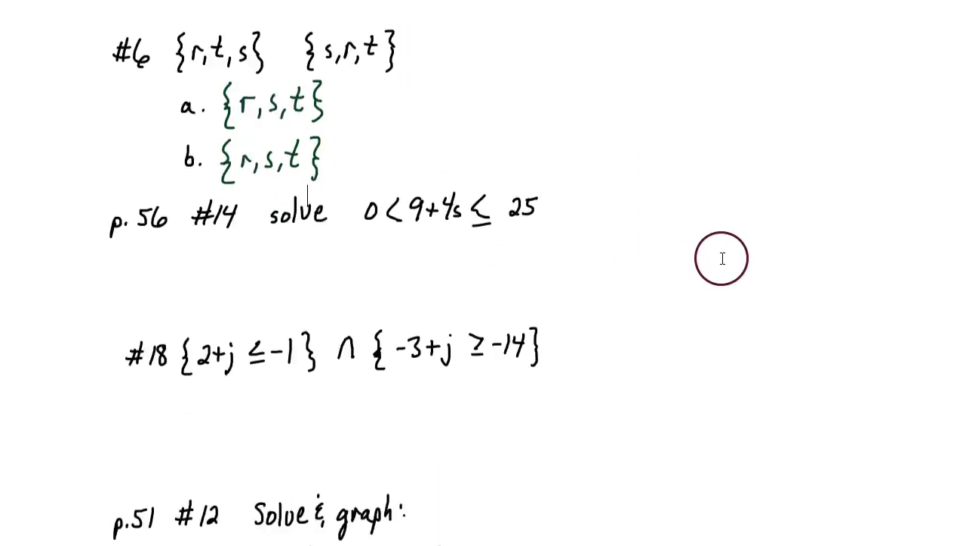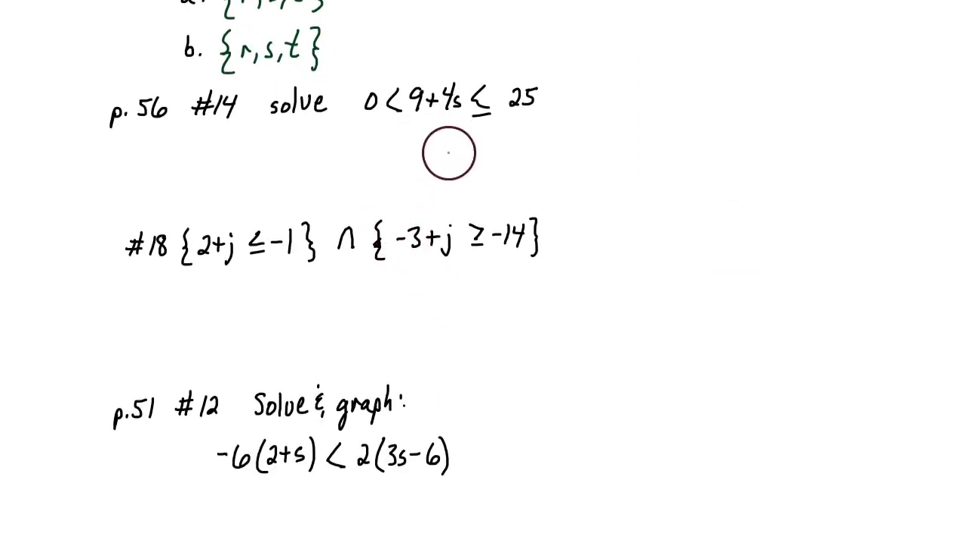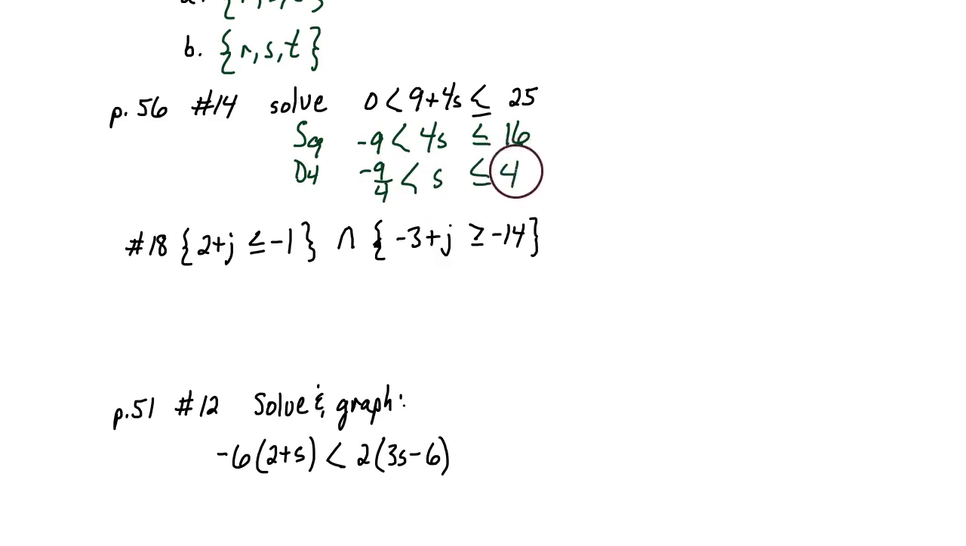For number 56, we have a compound inequality, an inequality with more than one arrow symbol. We want to solve it for S. Let's first subtract 9. 0 subtract 9 is -9. In the middle, when you subtract 9, you get the 4s alone. On the right, when you subtract 9, we get 16. Now divide by 4. We get -9 over 4 is less than s is less than or equal to 4. This combined inequality is the answer to this question.